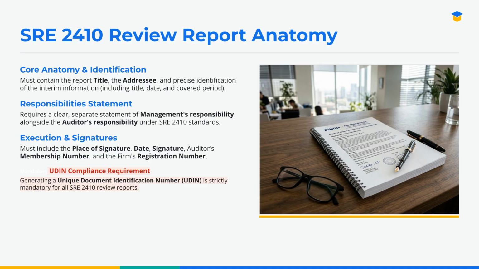Core elements must contain the report title, addressee, and precise identification of the interim information, including the title, date, and covered period. It requires a clear, separate statement of management's responsibility alongside the auditor's responsibility under SRE 2410 standards. Execution elements must include the place of signature, date, signature, auditor's membership number, and the firm's registration number. Also, generating a unique document identification number, or UDIN, is strictly mandatory for all SRE 2410 review reports.